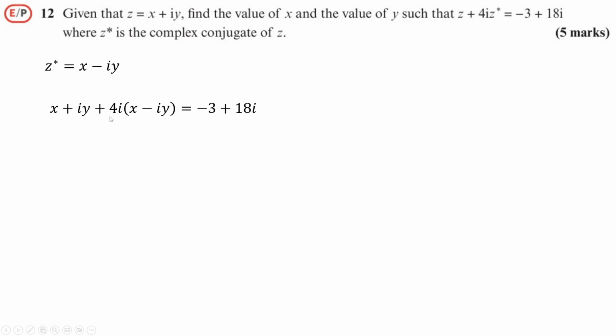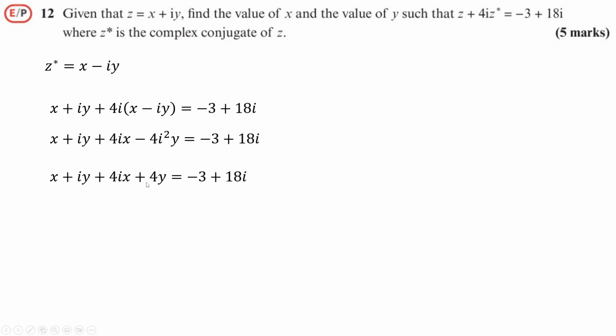Expand out carefully. This is 4ix, and then minus 4i squared y. You'll have this. And then i squared is just minus 1. So this becomes a plus 4y. And then what I did was, the real parts must match up with the real parts on this side. And then the imaginary parts must match up with the imaginary parts on this side. So x plus 4y equals minus 3. And then y plus 4x equals 18.